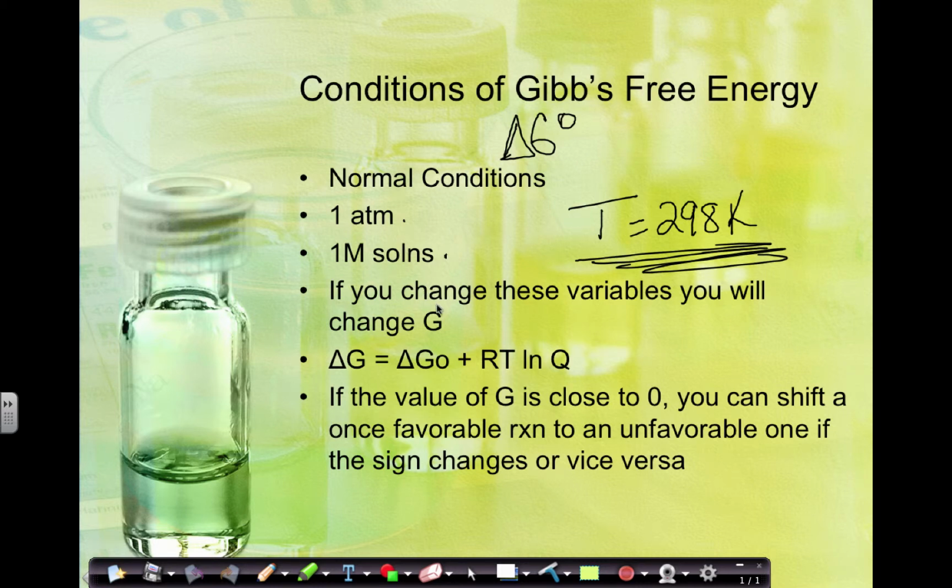So if you change any of these variables, you're going to change what G is. And you will not be required to do any kind of calculations with this. But basically what you need to know is if you change any of these conditions, you're shifting the equilibrium. So you're going to change Q. So remember, when we're at equilibrium, Q is equal to K. But if you change anything, if you add a product, add a reactant, take one out, if you change the temperature, then they're no longer equal. And then that's going to change what your delta G is.